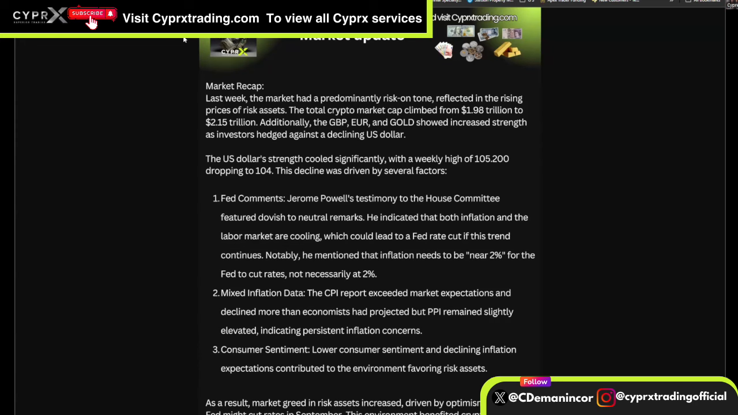Now, the US dollar strength cooled significantly, with a weekly high of roughly around 105.200, dropping to the low 104s. This decline was driven by several different factors, so make sure that you're taking notes. Here are some of those factors.